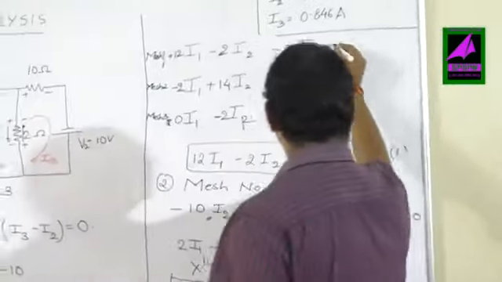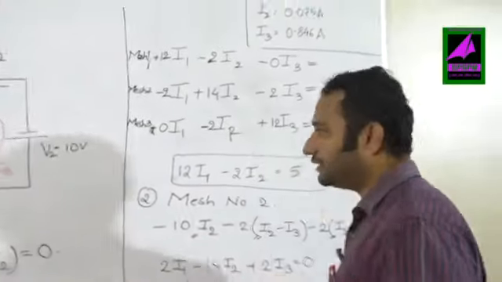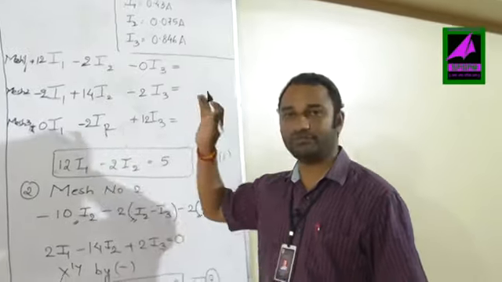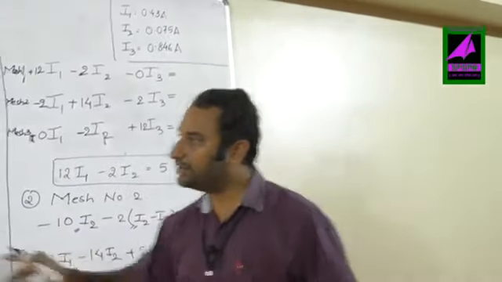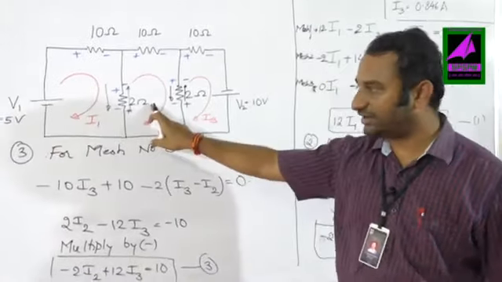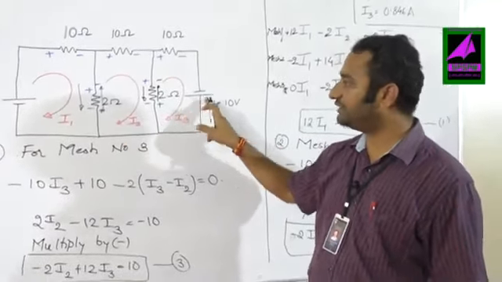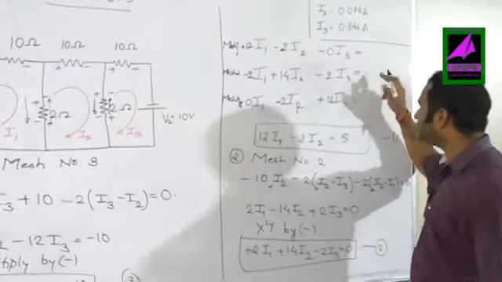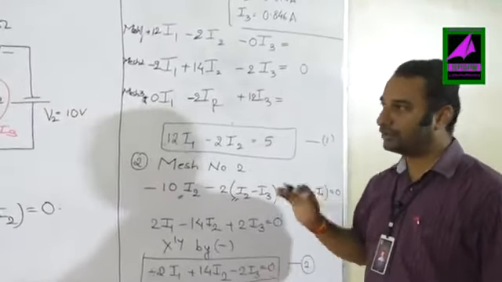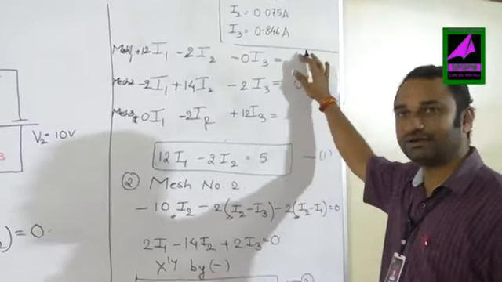And then I am supposed to write the RHS. At the RHS, we are supposed to write only the value of the voltages. Now, in mesh number 1, there is one voltage source. In mesh number 2, there is no voltage source. In mesh number 3, again there is a voltage source. So in mesh number 2, I can directly write it as 0 because there is no voltage source. Now, how to write the voltage source, as plus or minus?